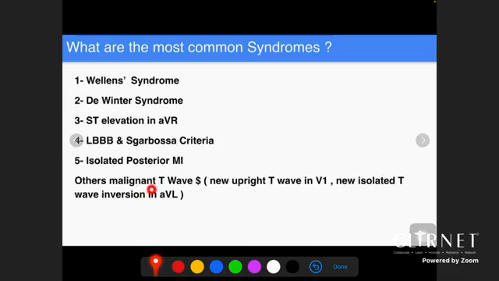There are also some rare scenarios that we are not going to discuss here, like Eslam Rashid syndrome and others, but maybe later on we'll have a quick note on them.